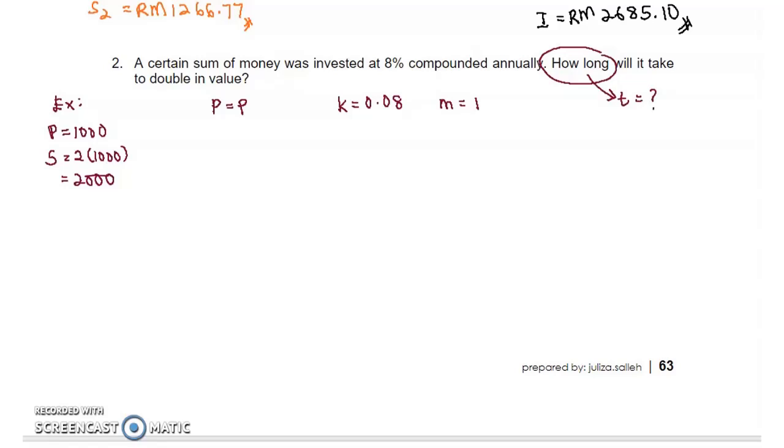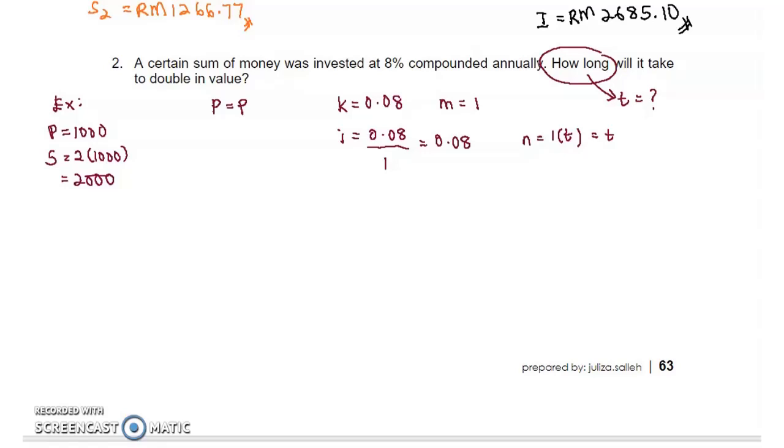Okay, first we calculate value i. So i equal to k over m. So 0.08 divided by 1, we still get 0.08. How about n? n equals m times t. So 1 times t. We do not know what is t, right? So n equal to t. Okay, 1 times t equal to t. So n is also equivalent to t.